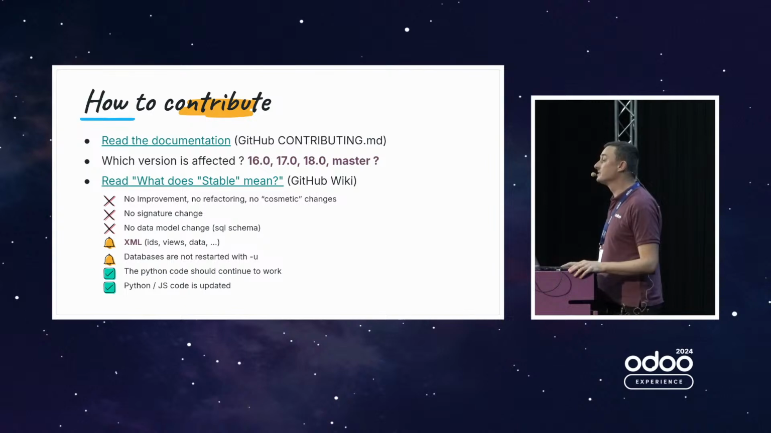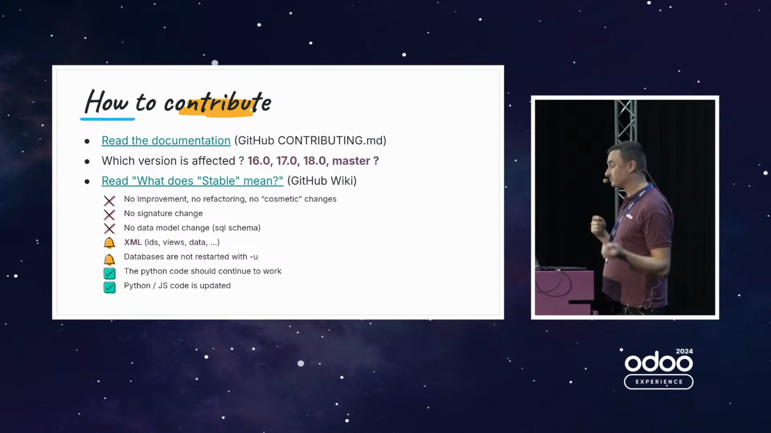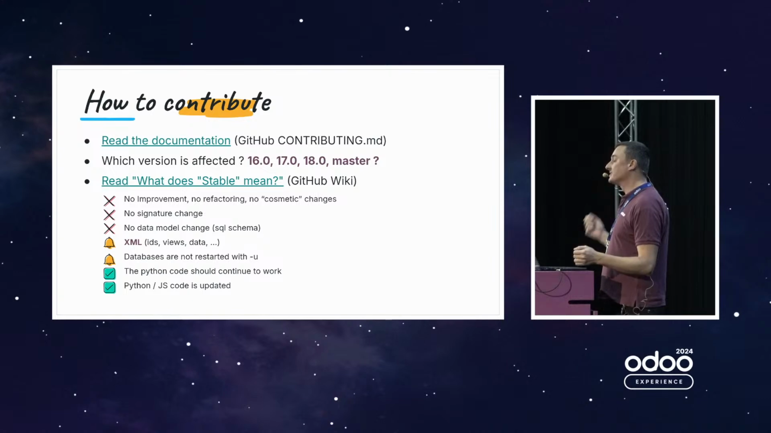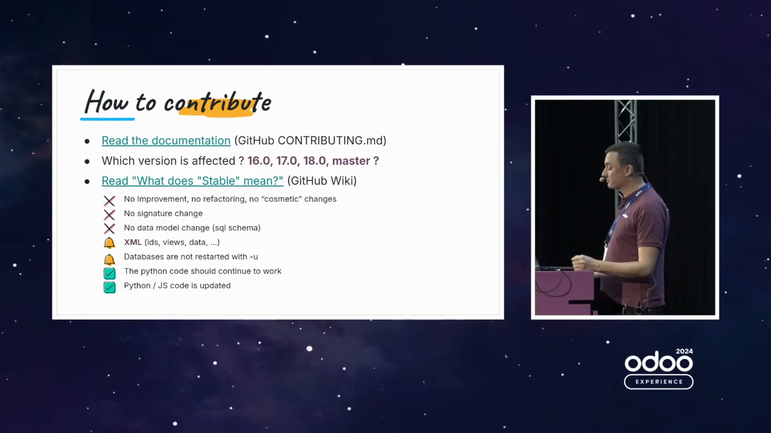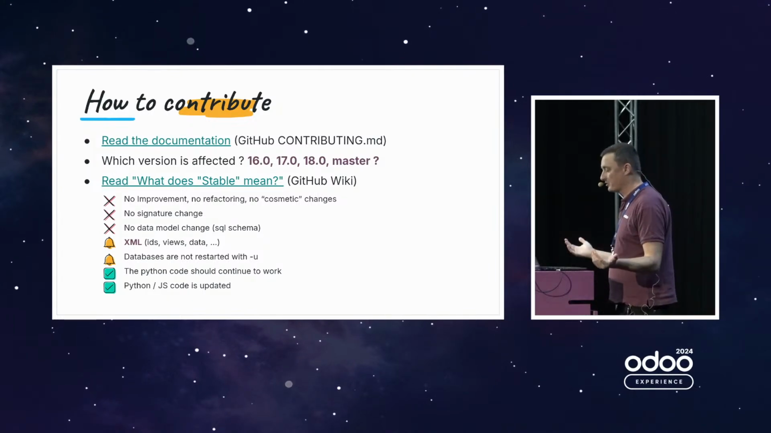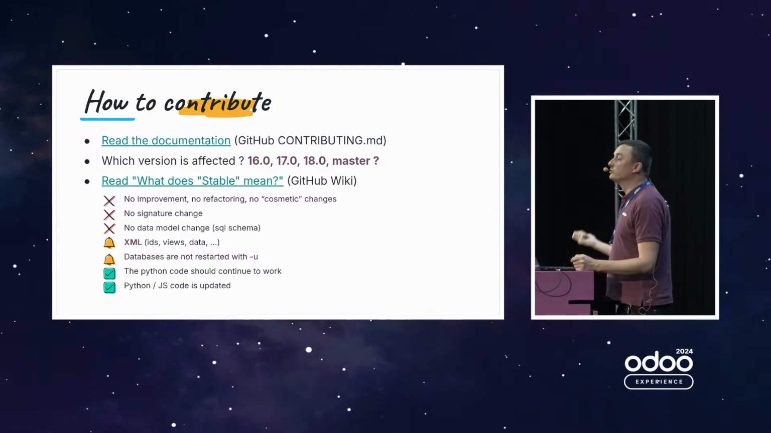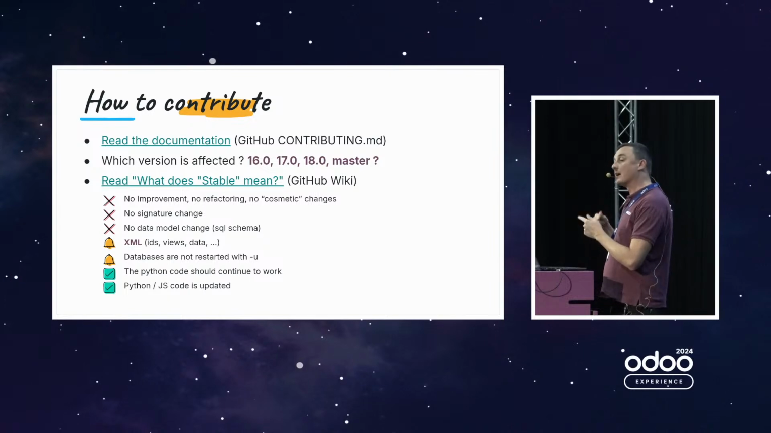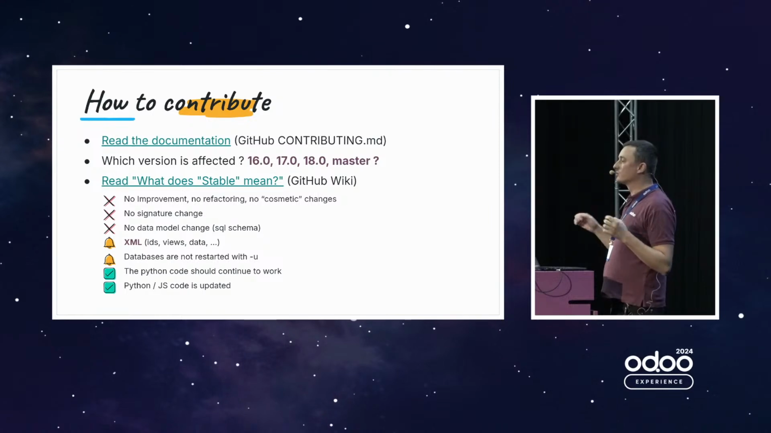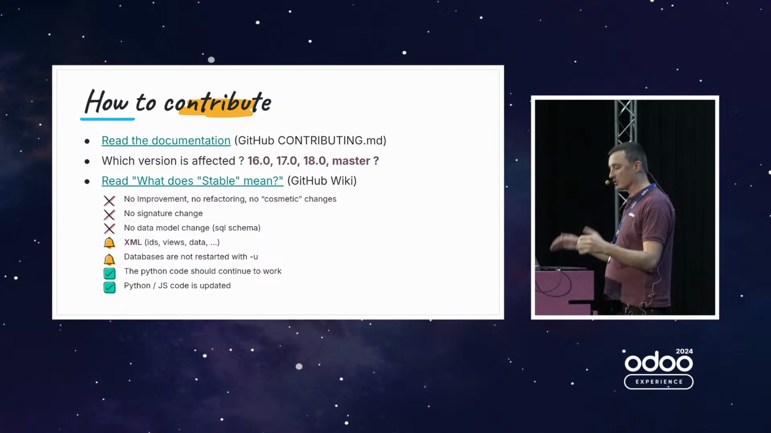about what stable means. It explains what changes are acceptable in the stable version. To have a short list, it means that in stable we cannot make improvements, no refactoring, no cosmetic changes to improve a variable name, for example. You cannot change the signature even if the method is only used once, because somebody else could have an override in a customization, and if you change the parameters, then his override will be broken and he won't be able to restart the server once he applies your change.